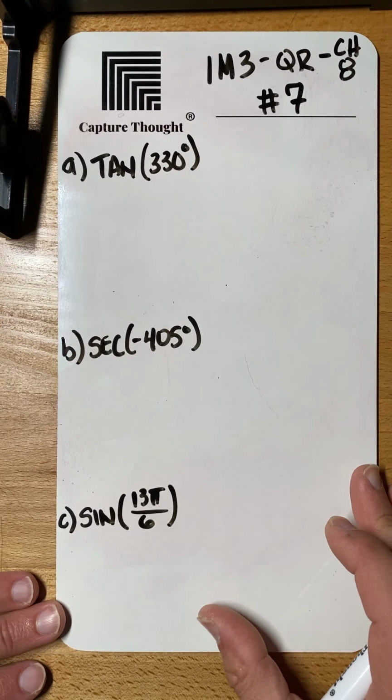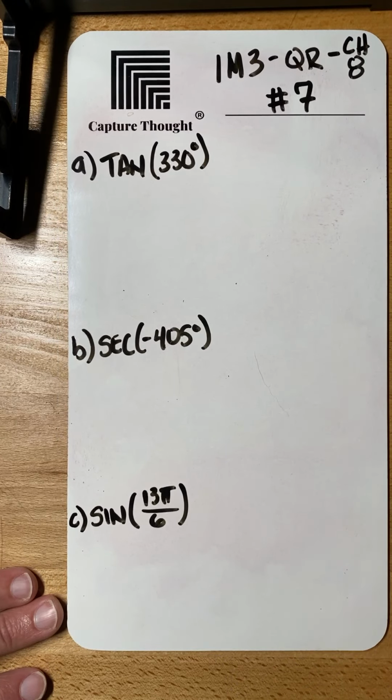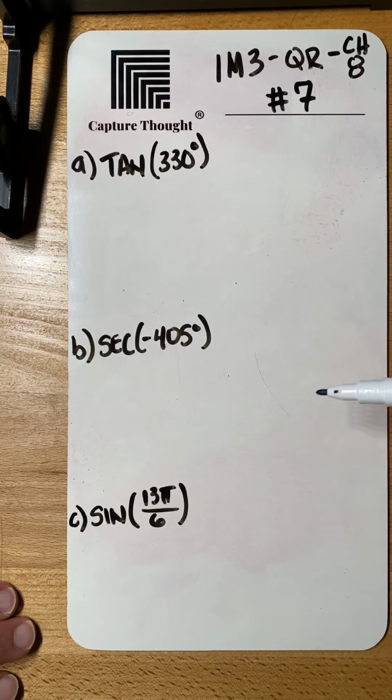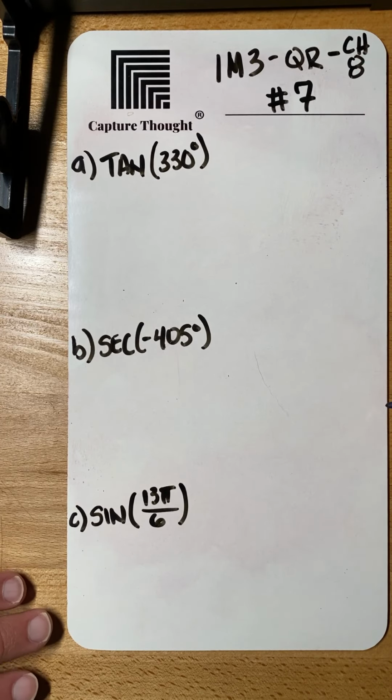All right, so number 7 on the QR code review wants us to evaluate these 3 trig functions without using the calculator. So let me show you how I would think about it. There's lots of ways to approach it, so if you did it slightly different, that's totally fine.